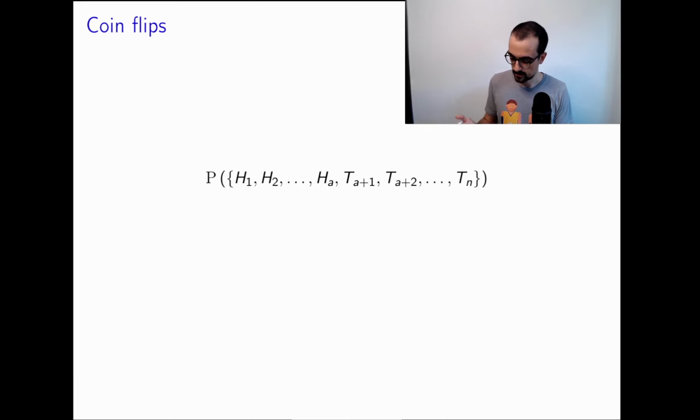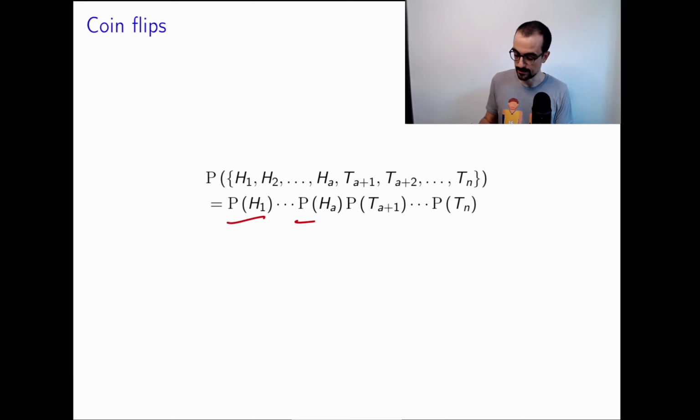Let's, for example, think of the fixed ordering where I have first A heads and then n minus A tails. We've made an assumption that is crucial here, which is that the coin flips are independent. Because the coin flips are independent, we can split this into the product of the probabilities of the individual events. And now we have assumed that every coin flip has the same probability, which is theta.